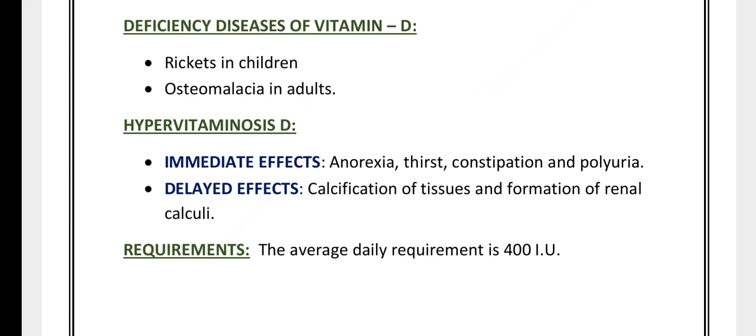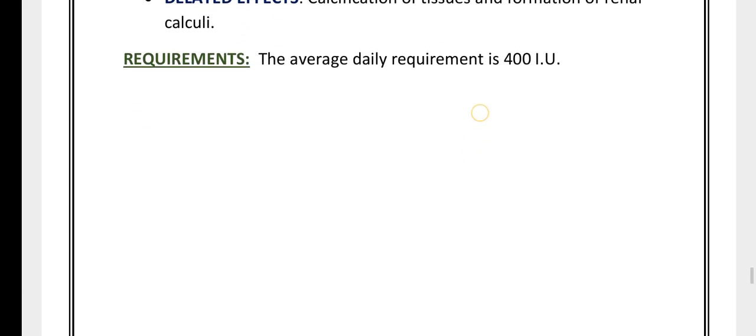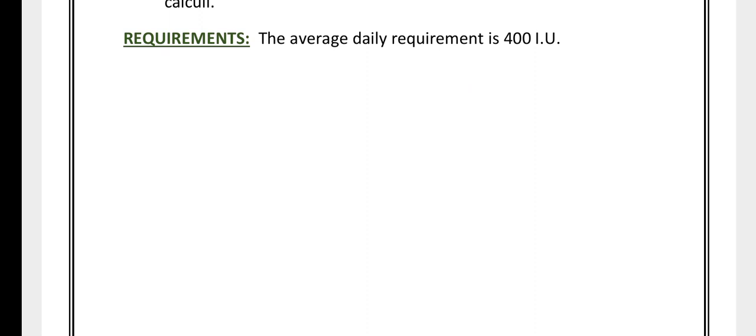Next topic, deficiency diseases of vitamin D. Deficiency diseases of vitamin D include rickets in children and osteomalacia in adults. Hypervitaminosis D is due to excess of vitamin D in our body. The immediate effects of hypervitaminosis D include anorexia, that is loss of appetite, thirst, constipation and polyuria. And the delayed effects of hypervitaminosis D include calcification of tissues and formation of renal calculi. The daily requirement of vitamin D is 400 international units.